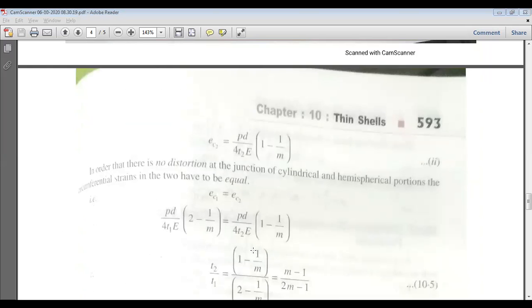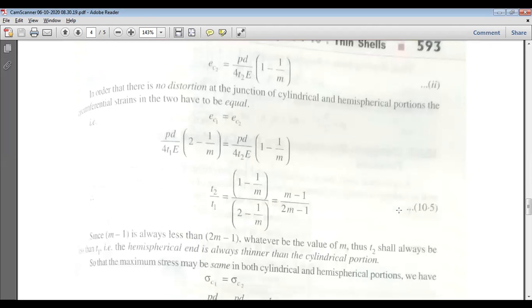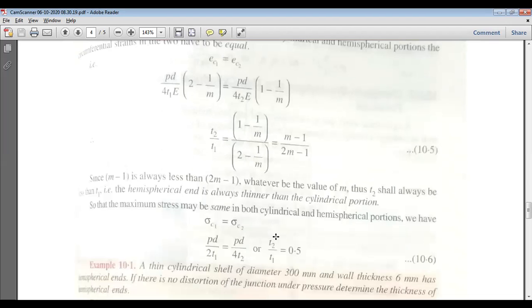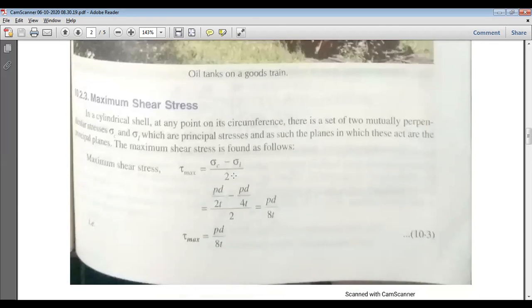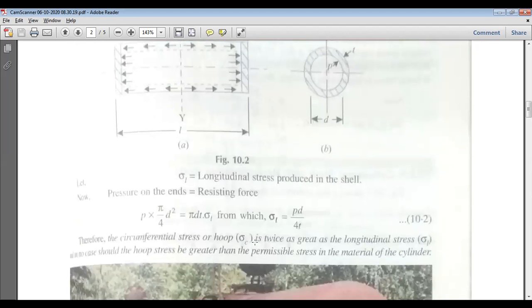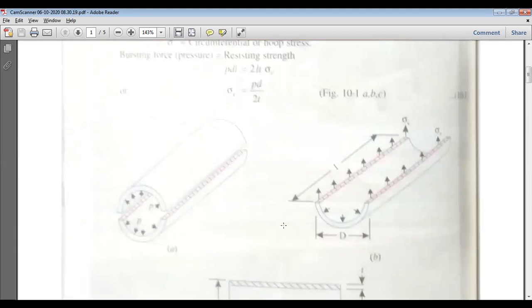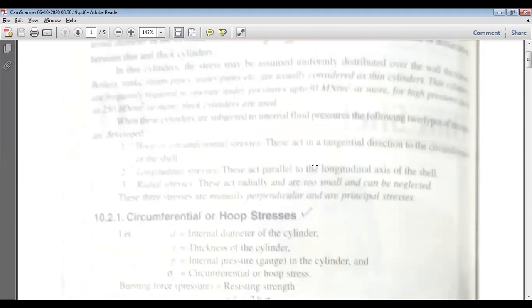So this will be found as T2 by T1, the thickness ratio of two different thickness sections in cylindrical portions and cylindrical shells. So this we will be designing. We have already calculated, here we go. We have already found the thickness for longitudinal stress earlier, for compressive stress.